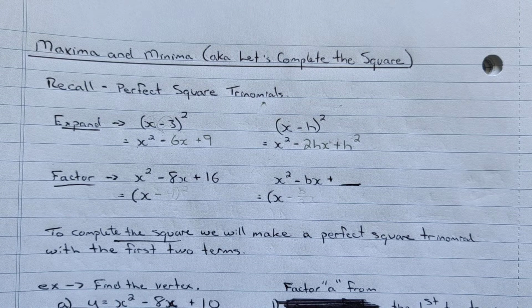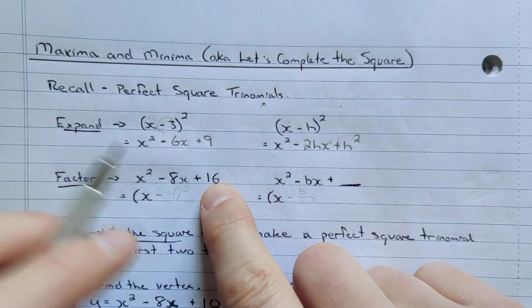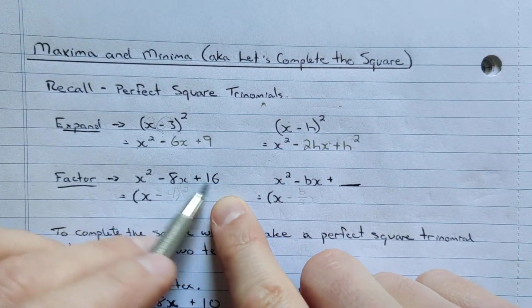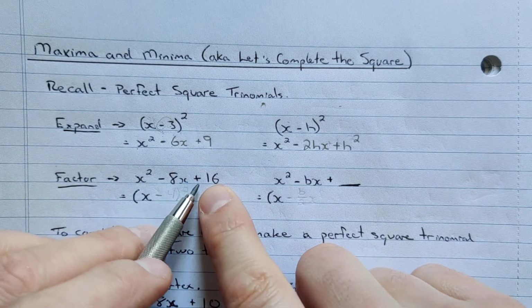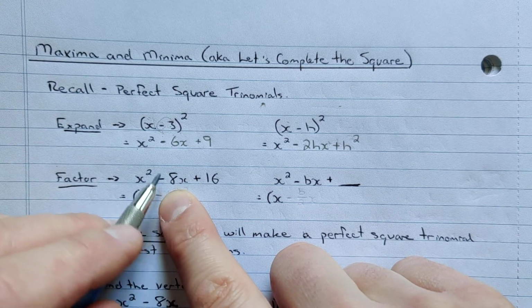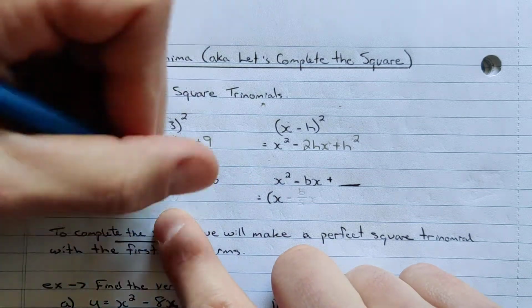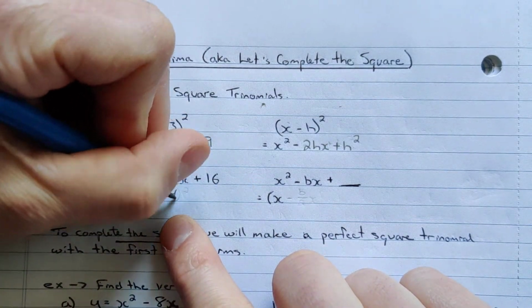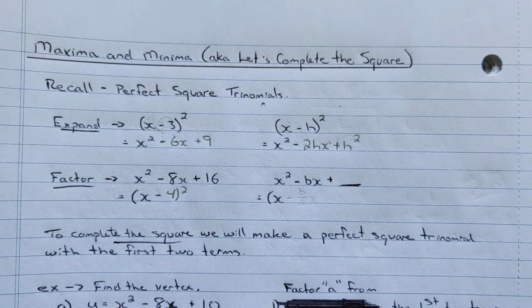Now in the case of factoring, we can take this same concept and reverse it. In the case of x squared minus 8x plus 16, is it a perfect square trinomial? Yes. 16, the square root of that is 4, or negative 4. And then negative 8, half of that is negative 4. Negative 4 squared is 16. That's a perfect square trinomial. (x minus 4) squared. We can quickly and easily factor that.